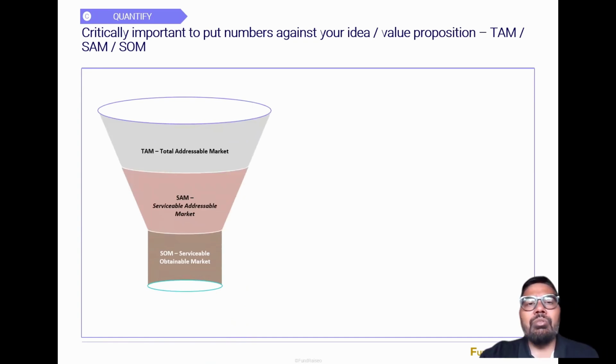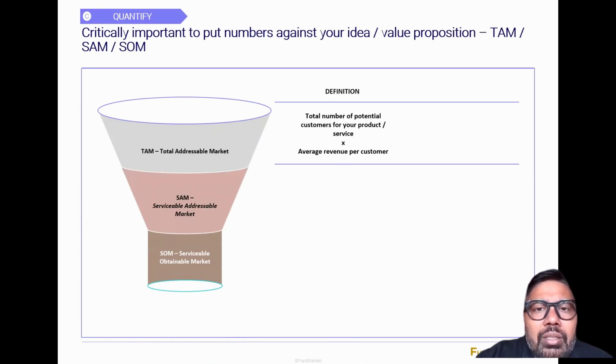So let me just spend some time on TAM, SAM, and SOM here, and then I will also be doing a very dedicated session in the next video around the same concepts. Now, TAM stands for Total Addressable Market. What does it mean? It means how many total potential customers you can estimate exist in the world today for your product and service, and what is the average price or average revenue per customer that you can realize. So you simply multiply and you get the total addressable market for your product or service.